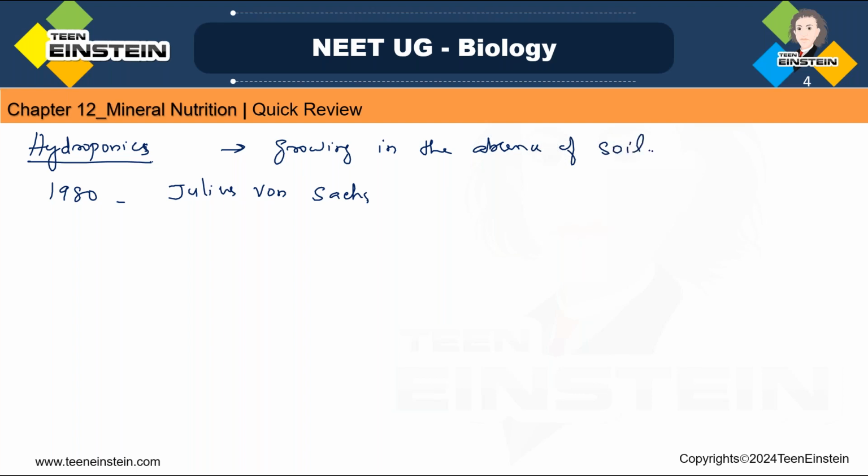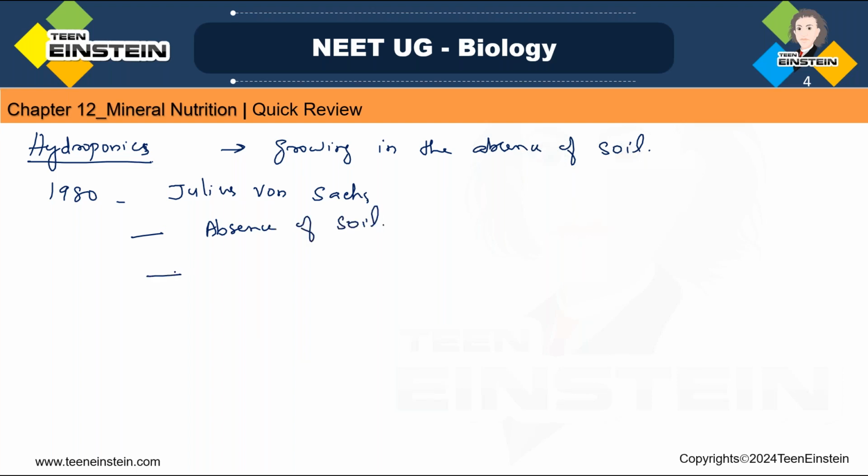Actually, from soil, what are plants doing? Through the roots, in the normal case, plants absorb water and nutrients from the soil, right? So to absorb the water and nutrients, soil plays an important role. Here in 1980, Julius von Sachs demonstrated for the first time a new method that plants could be grown up to maturity in the complete absence of soil. That is one importance.